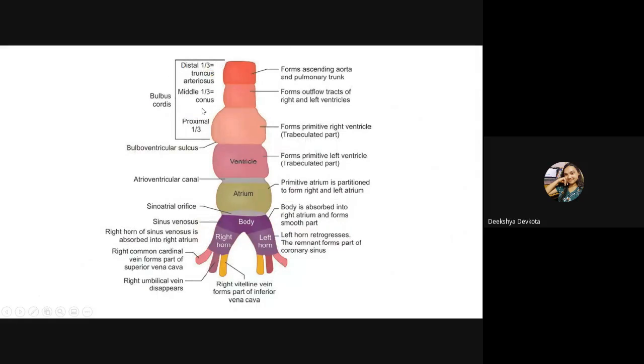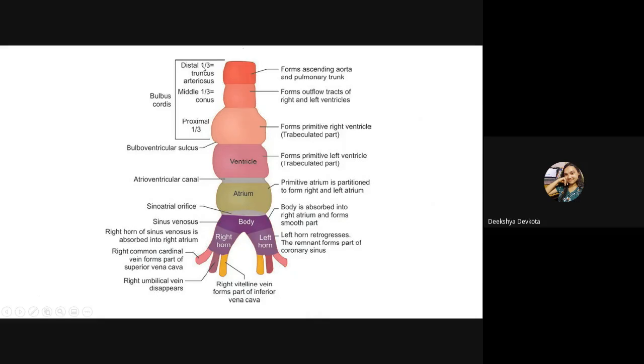The distal one third of the bulbus cordis is the truncus arteriosus itself. It gives rise to the ascending aorta and the pulmonary trunk, whereas the middle one third, which is the conus cordis, gives rise to the outflow tract of the right and left ventricles. The proximal one third forms the rough trabeculated part of the right ventricle. Some part of the right ventricle is formed by the proximal one third of bulbus cordis, and some part is formed by the primitive ventricle as well.